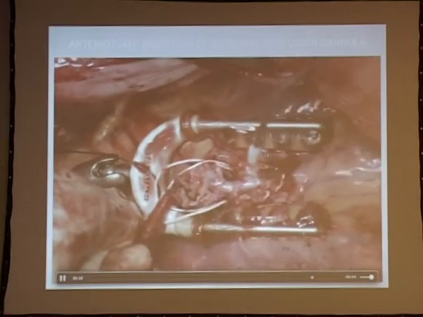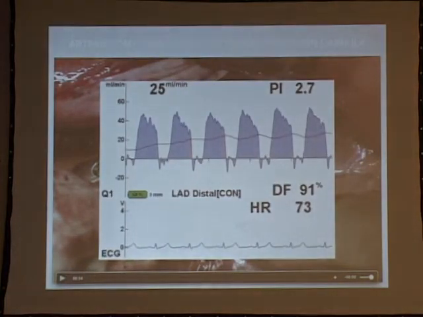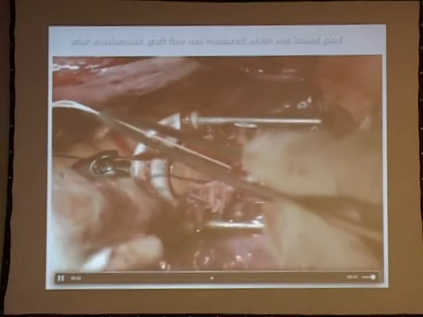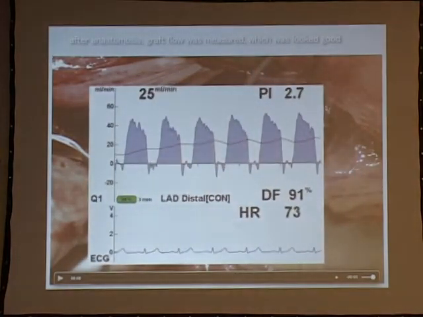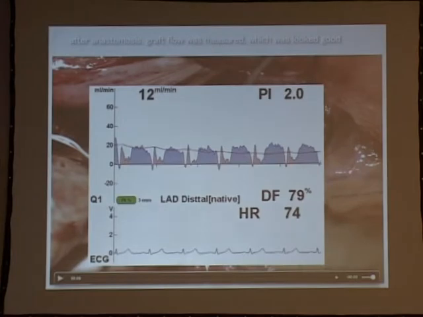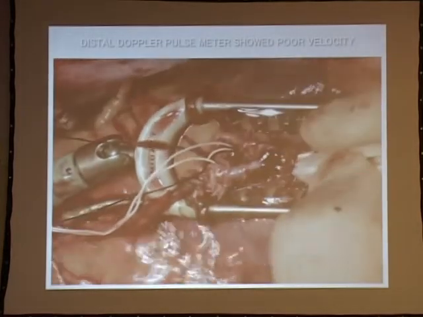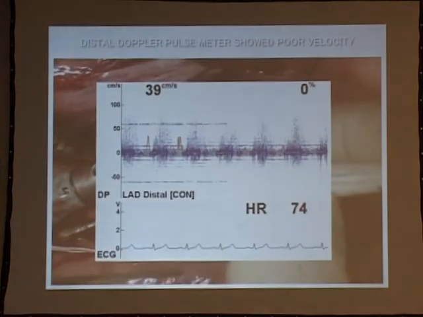And after that, I measured the graft flow. The graft is very nice. It looks very nice. But after native occlusion, the graft flow decreased very much. So I was very doubtful of the anastomosis, and I did the velocimeter just after the anastomosis. The velocity was not good.